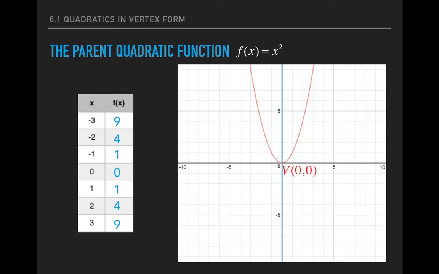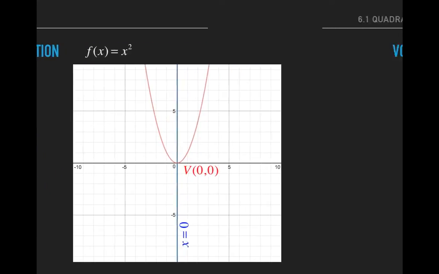This is your vertex. It's at 0, 0 for the parent quadratic function. And this line that is cutting through the middle, that is called your axis of symmetry. We're going to write that down in just a moment. But the equation of that line is a vertical line, so it has to be x equals. X is for a vertical line and is going through your vertex where the x value is in fact 0.